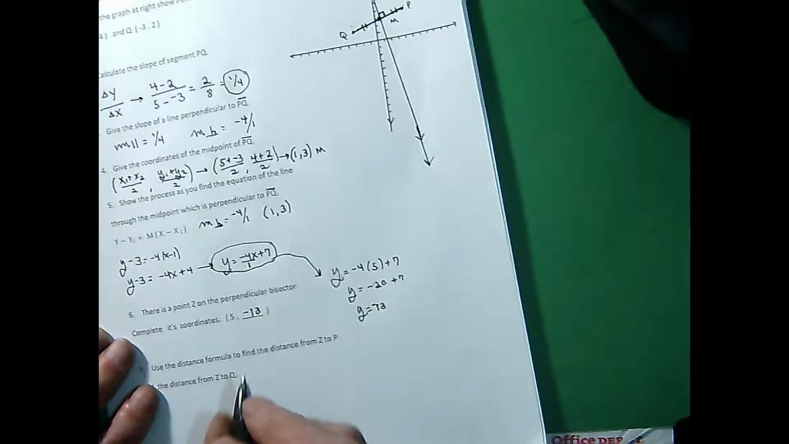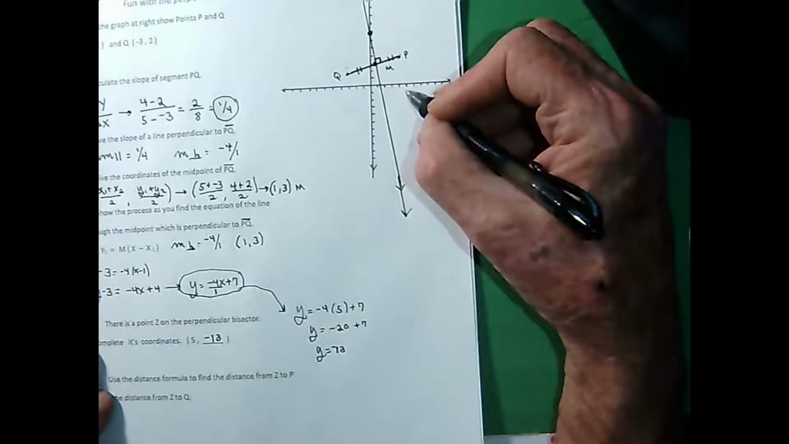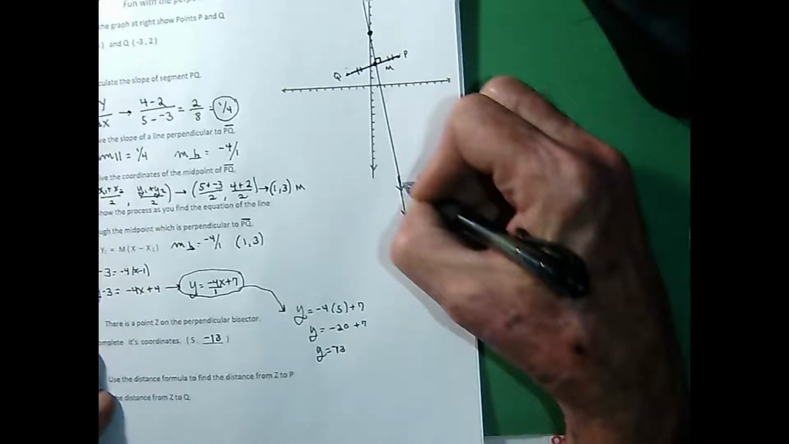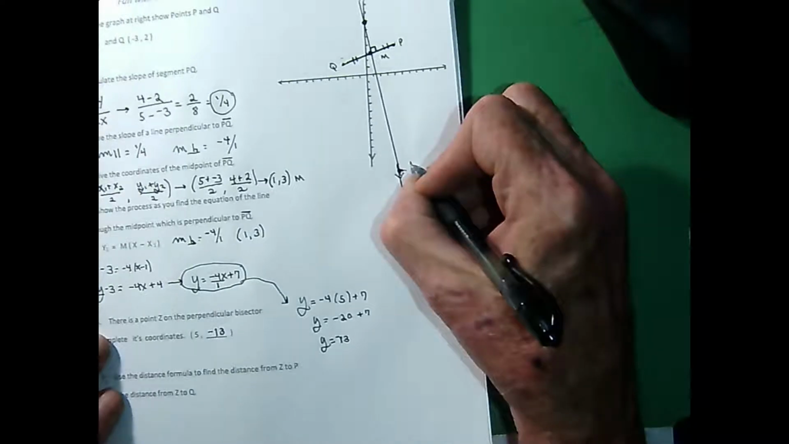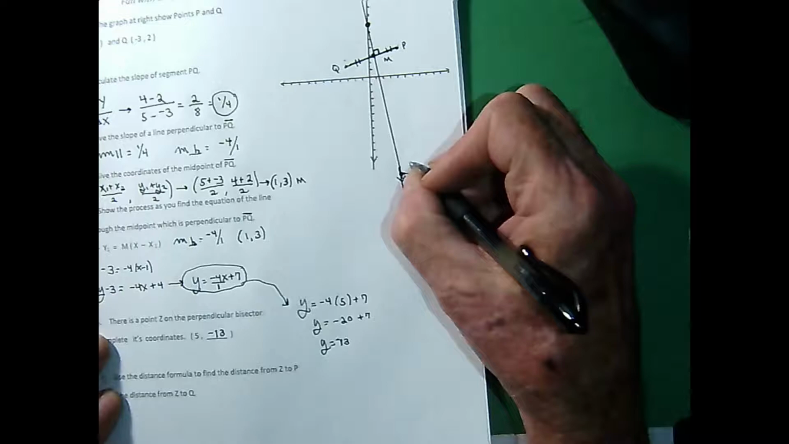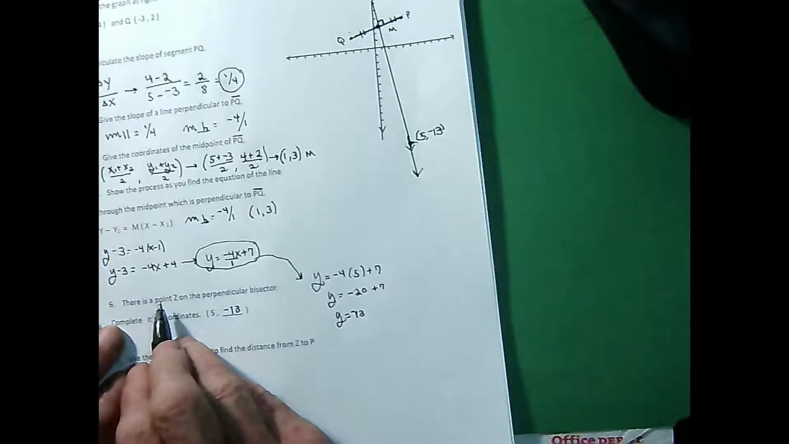And go take a look. Is that okay? If I went to the right 1, 2, 3, 4, 5, and down, that's 10, about 13, it'd be about here. I'm thinking that's probably about right. There's that place, (5, negative 13). That's our point Z. I'll put a Z right there.